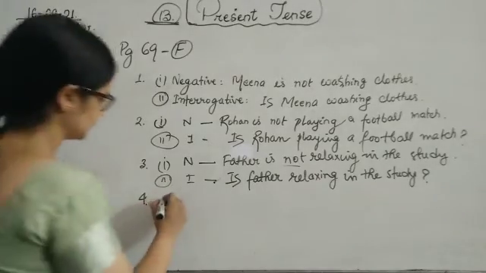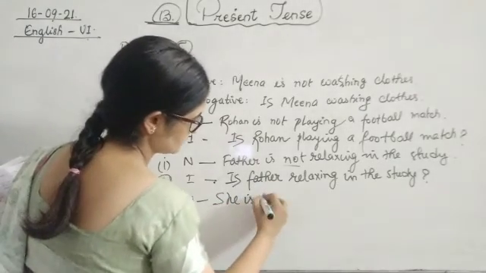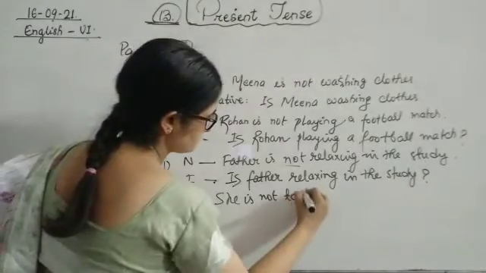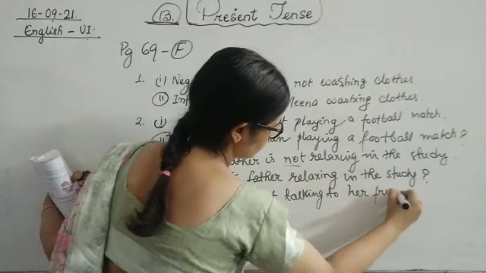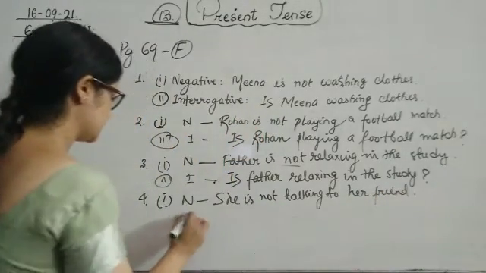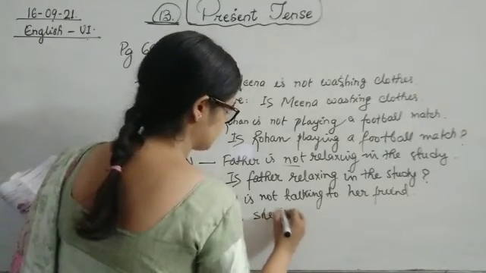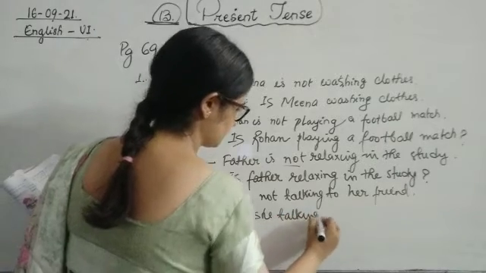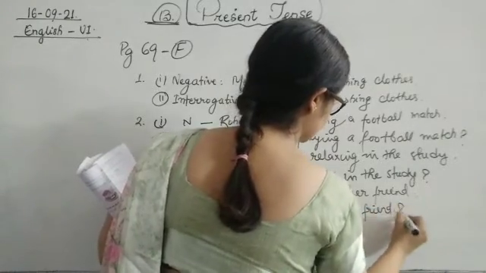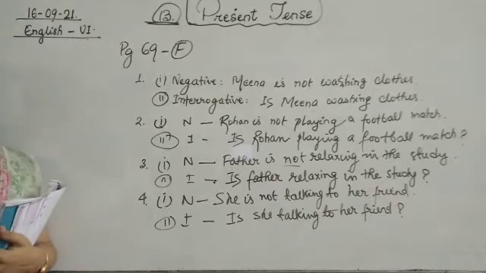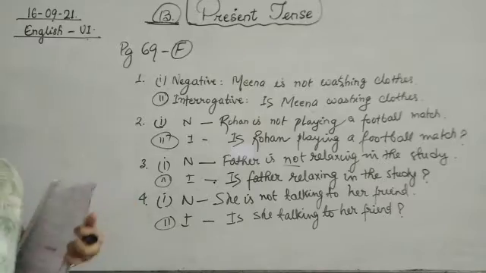She is talking to her friend. Negative. She is not talking to her friend. Interrogative. Is she talking to her friend? Question. Yes. Children, please pause the video and write down the answers. We will move ahead with 5, 6, 7 and 8.